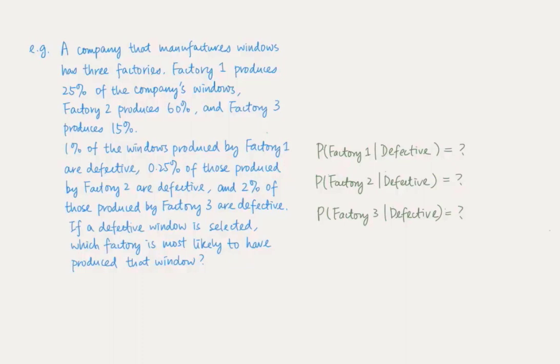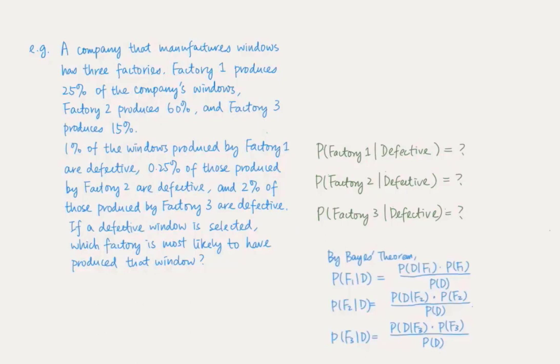So our target is to compute these 3 conditional probabilities. According to the formula of the Bayes theorem, we notice that we need to compute the probability that a window is defective. So our first step is to focus on computing the probability that a window is defective.